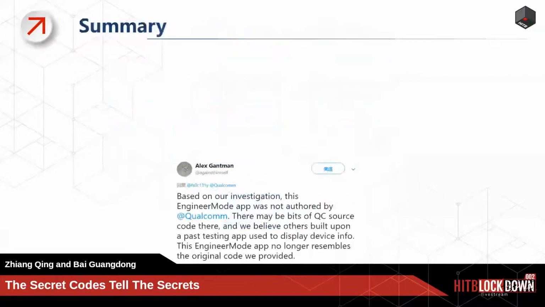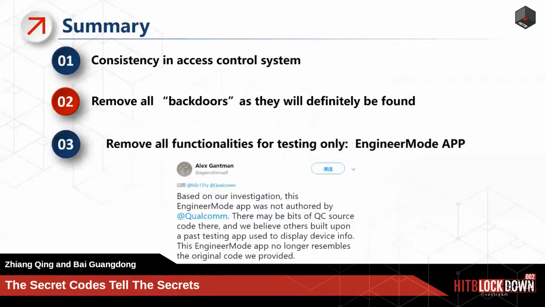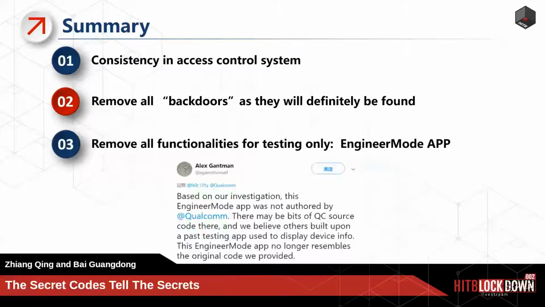So we come to the summary of this work. Basically, we want you to take away a few recommendations. The first recommendation: when you design and implement an access control system, make sure it's consistent. For a particular sensitive object, all the paths to this object must be enforced with the same access control policy. Basically, the access control must be consistent.